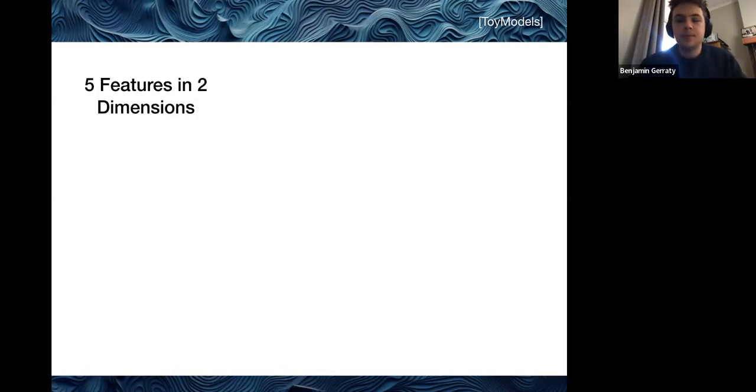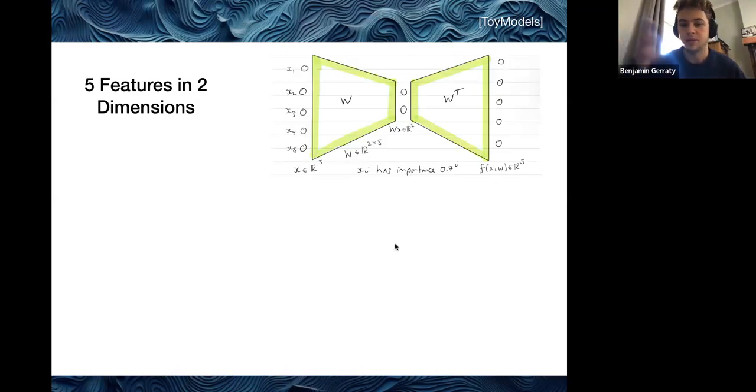So if we try to embed 5 features into 2 dimensions, this is the picture that I think of. So you've got 5 inputs, X in R to the 5. You've got this W that maps you into a 2-dimensional space, so we can plot it in a 2D graph, which will be nice. And then we can try to recover it with this W transpose. And again, for this context, Xi will have importance 0.7 to the i.